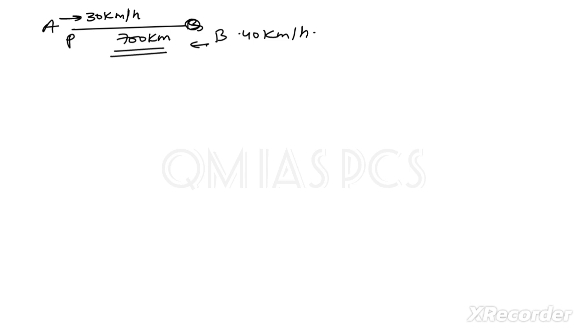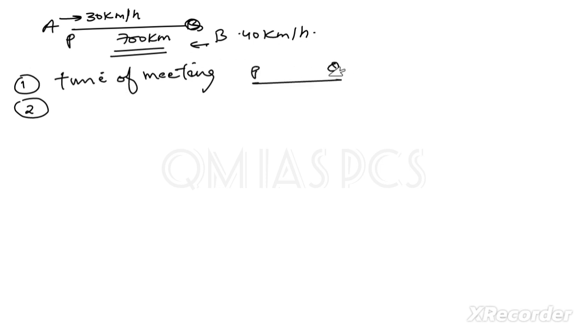Now we have to solve a few things. First, how long will they take to meet each other at M? Somewhere they will meet, so how much time will they take? That is the time of meeting. Second, let's say this is P and this is Q, and this is the point M where they meet. We have to find the ratio PM to QM. These two things we have to calculate right now.